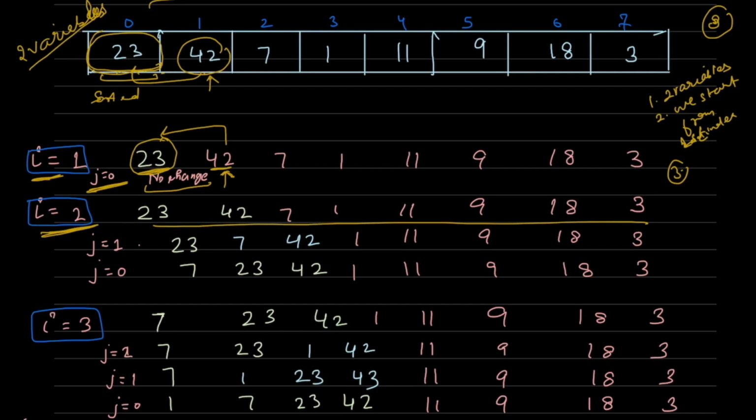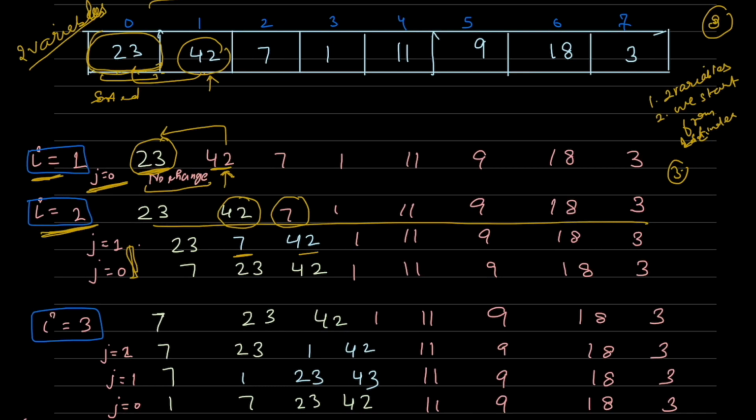So the indexing of j, how we're comparing it, would be reversed. We'll go from j equals 1 to j equals 0, right? So we compare it with j equals 1. At 1 we have 42. Since 7 is smaller than 42, we do the swapping. So 7 would come at the 42 position, and 42 would move to the 7 position, right?